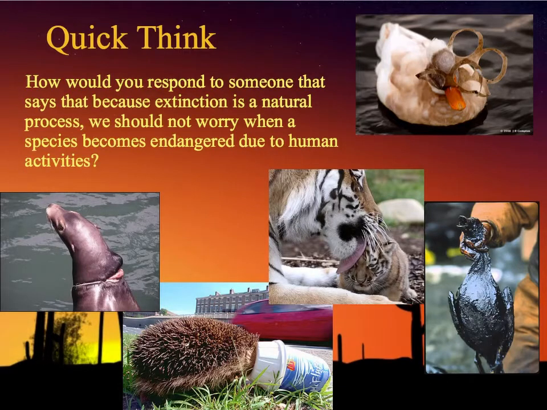All right, so we know that our big idea number 4 was that humans decrease biodiversity. So the first quick thing having to do with that big idea is, how would you respond to someone that says that because extinction is a natural process, we've seen this extinction happening throughout the years, that we should not worry when a species becomes endangered due to our activities? Respond to that on a separate sheet of paper. I'll collect the quick thinks next Tuesday.